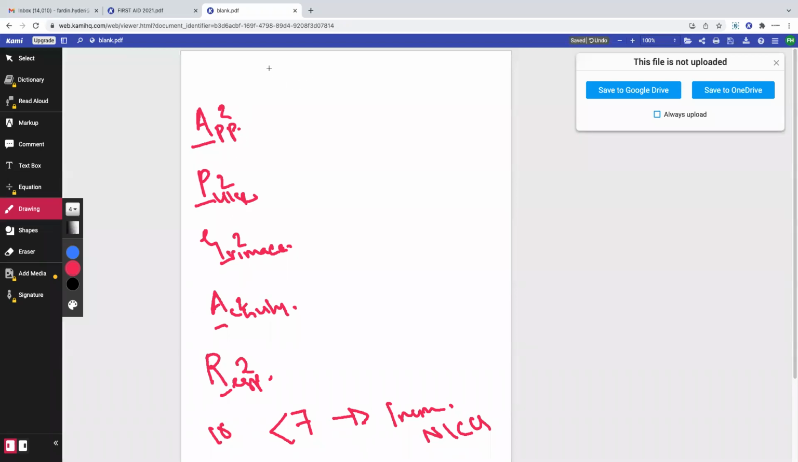So we have each score. For example, when do we give score 2? When do we give score 1? And when do we give score 0? If the baby appears pink, then we give them 2. If the baby appears pink in the middle, these parts are pink, but the extremities are blue, then we give them 1. And if the baby is completely blue, we give them 0. Okay. Pulse. More than 100 is 2. Less than 100 is 1. And no pulse is 0.